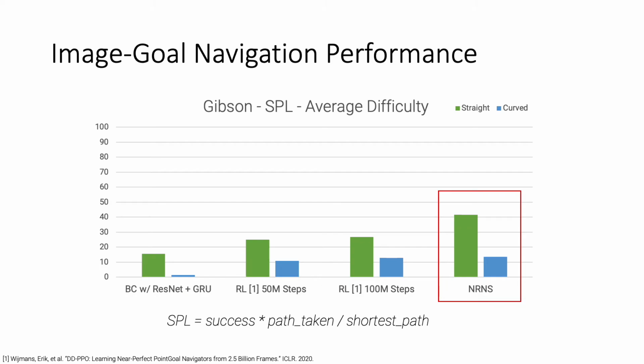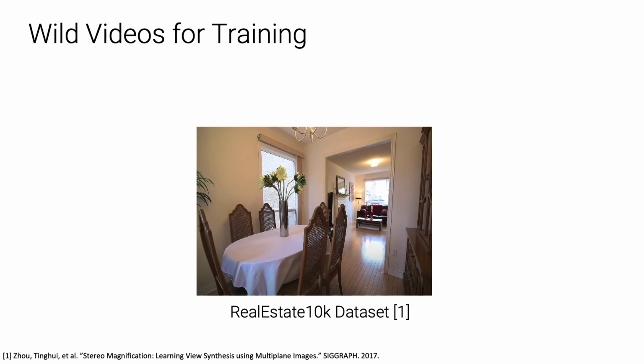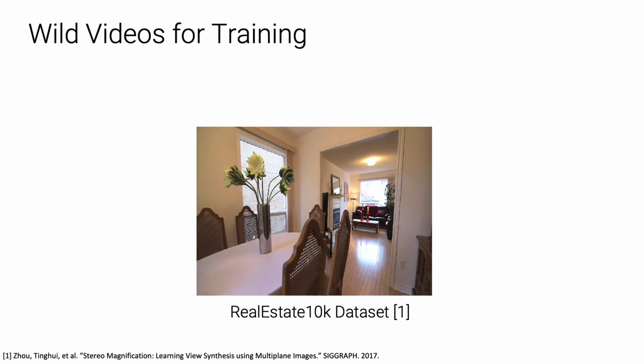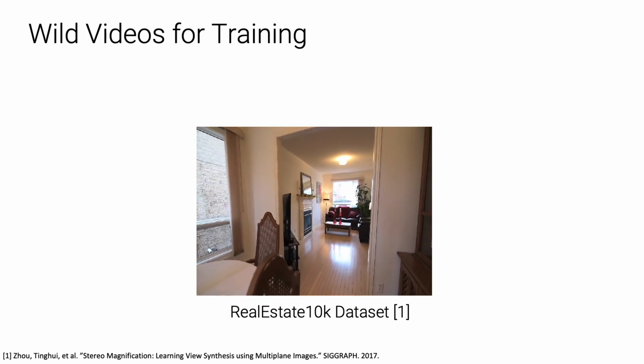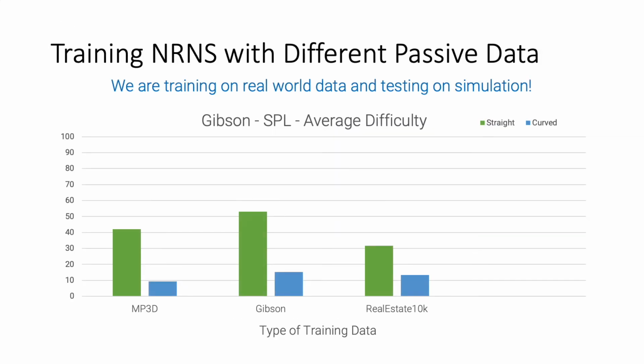However, in these results, NRNS is trained with random trajectory videos generated using the Habitat simulator. We would like to remove any reliance on the simulator during the training stage and then test performance. To remove this reliance, we use the Real Estate 10K YouTube dataset of indoor real estate videos as a passive video training dataset for the NRNS method.